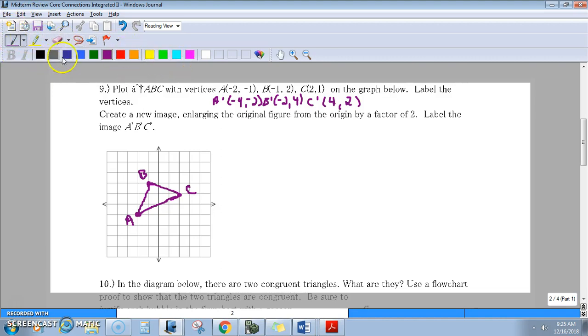Let's pick a new color. Red, how about, so we really know the difference. So A prime -4, -2. There's A prime. And this only works about the origin, being able to do this, right? So it has to say from the origin to make this work, okay? B is -2, +4. 1, 2, 3, 4. So here's B prime. And C is 4, 2.